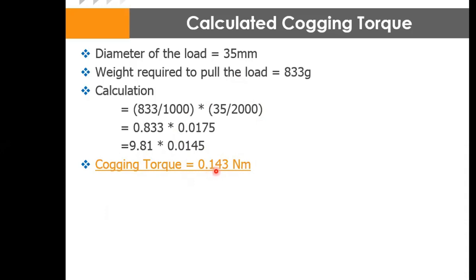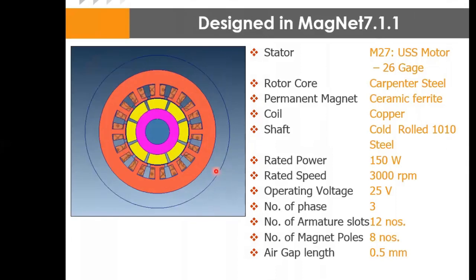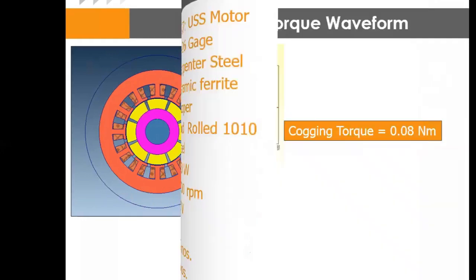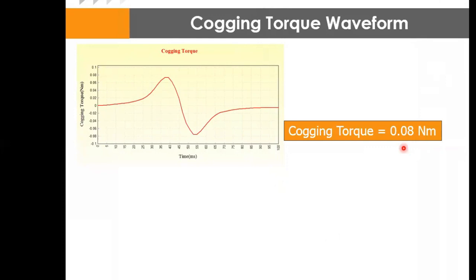Now what I have done is that I have taken that model into the magnet software. I have designed it, and these are the dimensions, and these are the rated values of that machine. And we have taken the cogging torque waveform also in that.